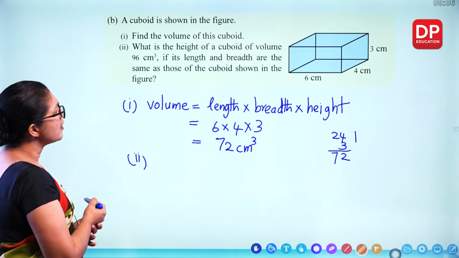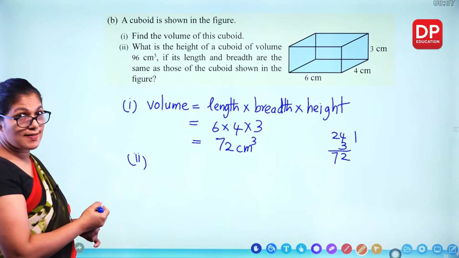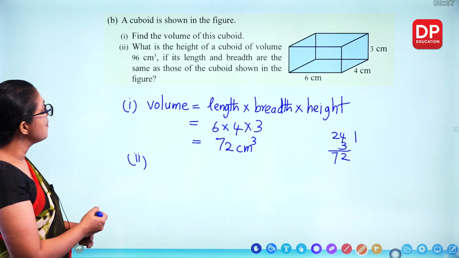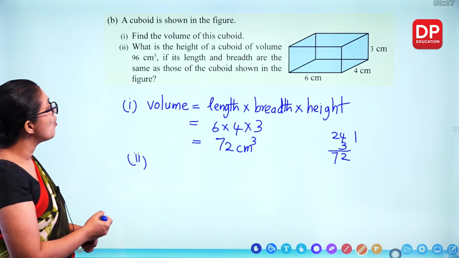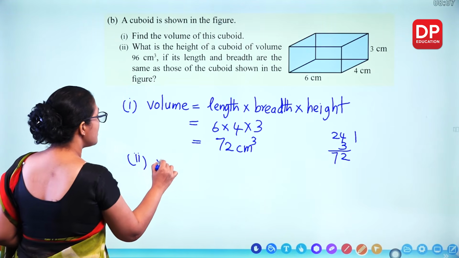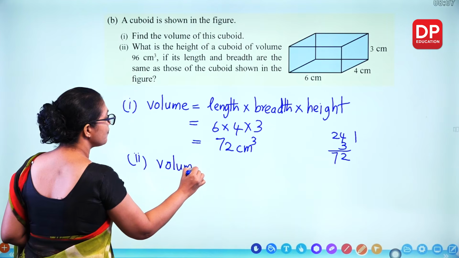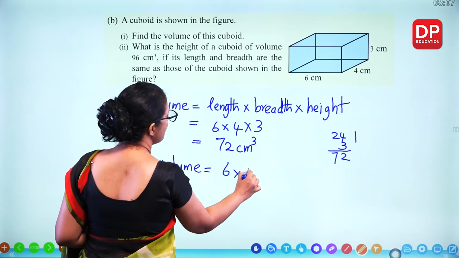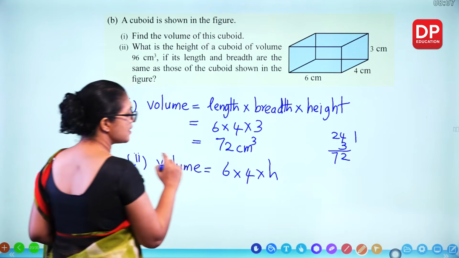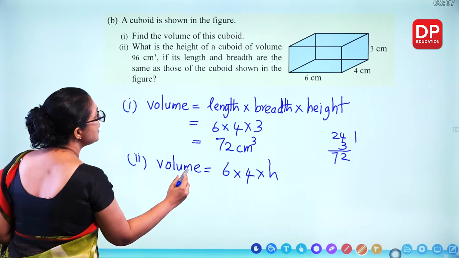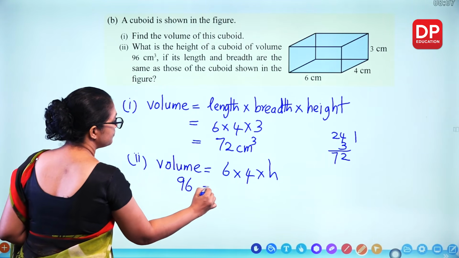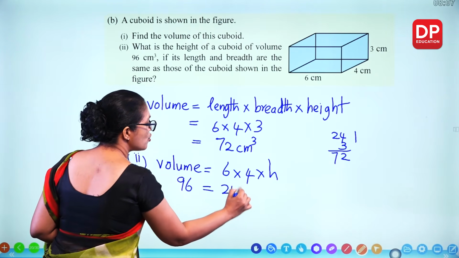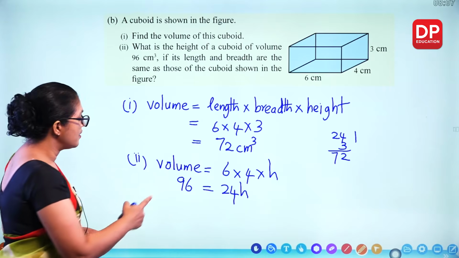What is the height of a cuboid of volume 96 cubic centimeters if its length and breadth are the same as those of the cuboid shown in the figure? Now it says length is the same, breadth is the same, but height is different. But the volume is given, 96. So 6 times 4, 24. 24 h is this one, 96.